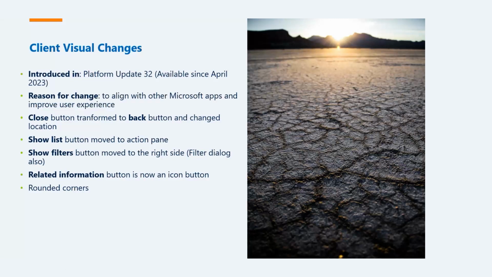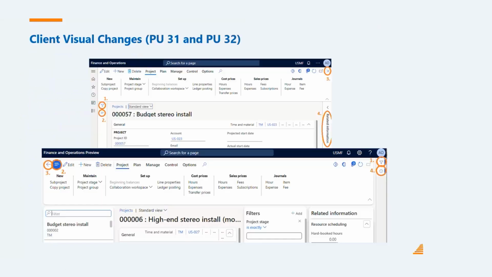Show filters button moved to the right side along with its filter dialog. We have related information button as an icon button, so minor visual changes, and all of the corners are now rounded. So the main reason why it was implemented is to align with other Microsoft apps and improve user experience. So they basically wanted to have a seamless user experience between different Microsoft products. So just aligning between those.